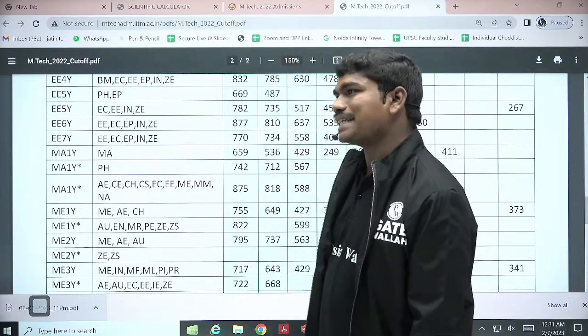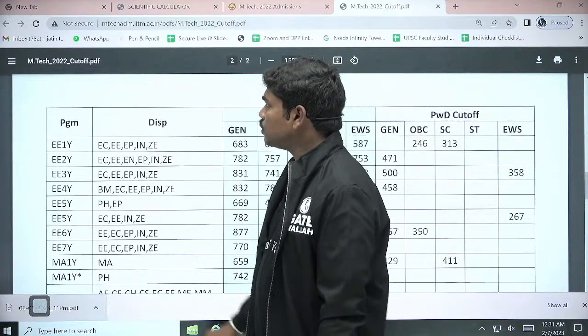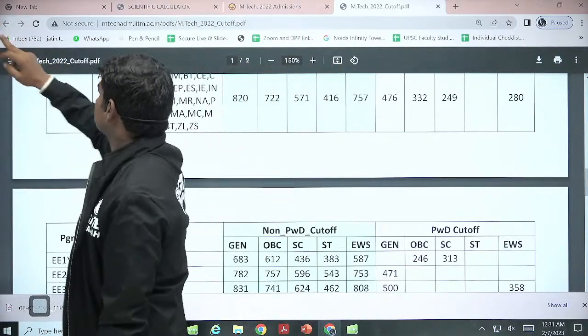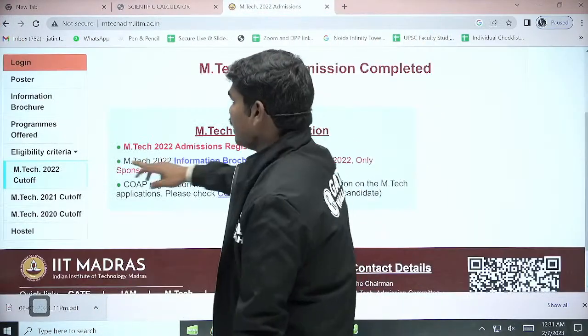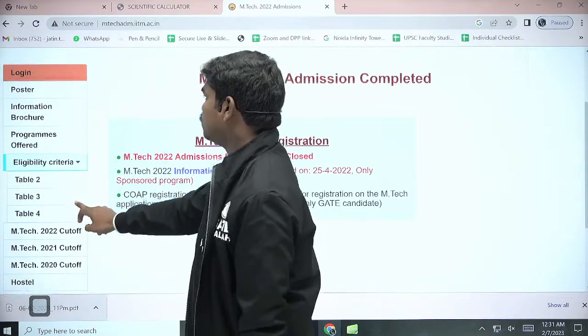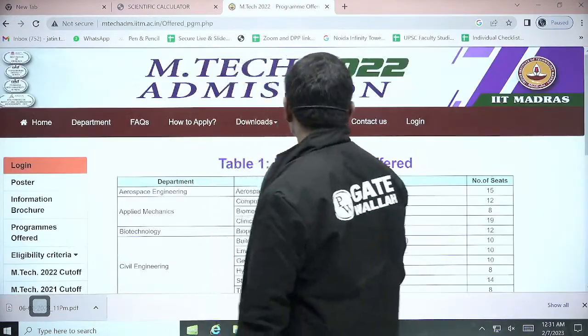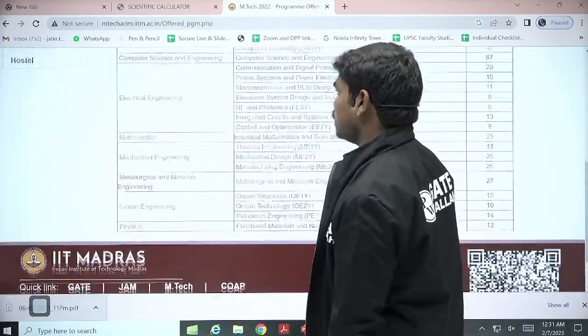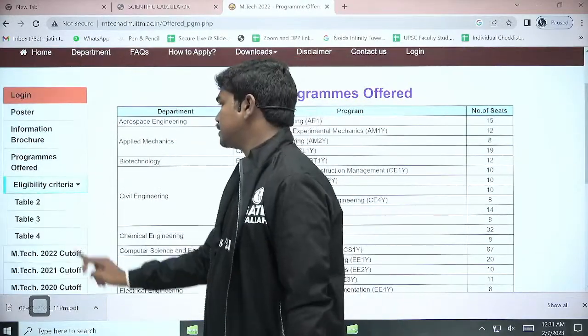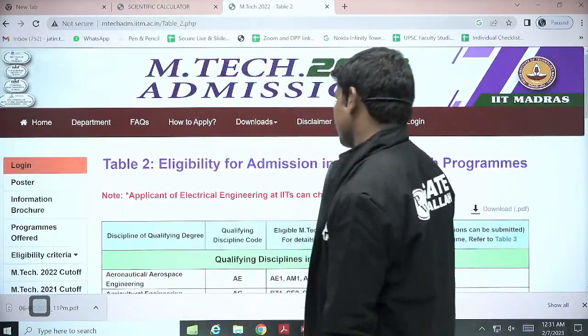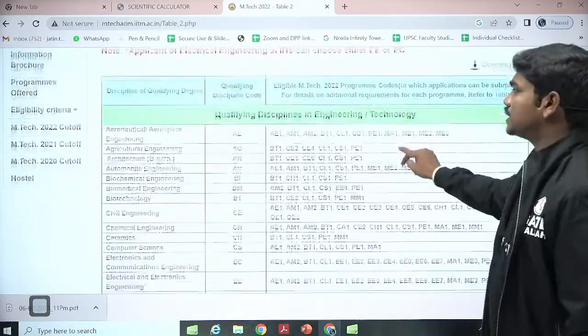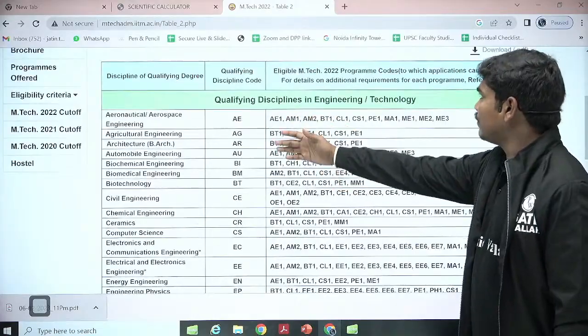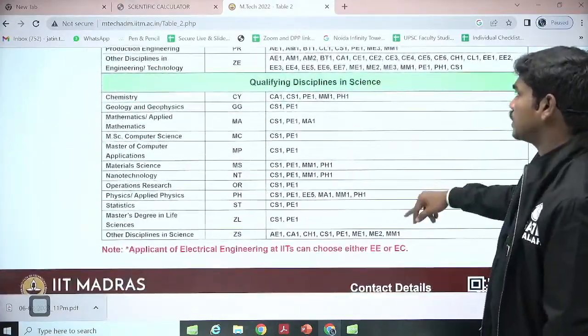Okay, XC is accepted, yes, because I'll show you this also here. So see, eligibility criteria. Table 2, programs offered. Number of seats and all, this is the number of seats, eligibility criteria here. So these are the codes of applying. Qualifying discipline code and GATE paper is also given here.